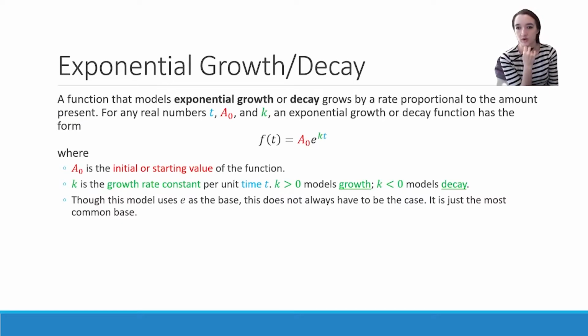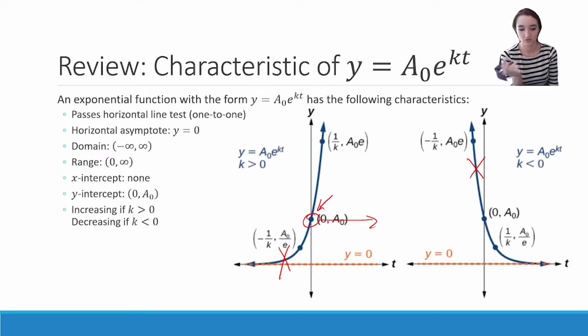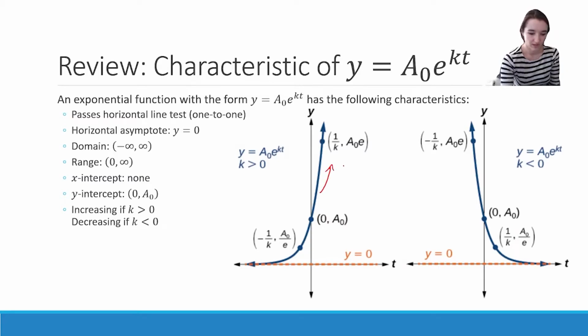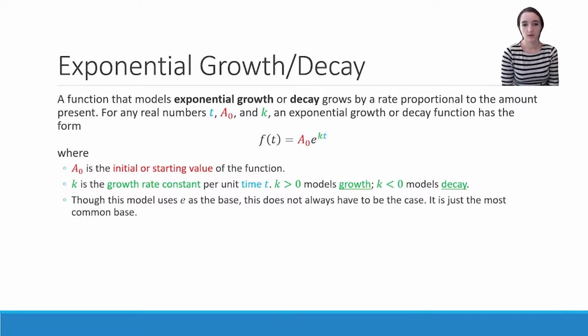k is called the growth rate constant per unit time t. So if k is greater than 0, we have growth, and if k is less than 0, we have decay. Again, looking at these graphs, we're growing for k greater than 0, and we're decaying, we're decreasing when k is less than 0. Though this model uses e as the base, this does not always have to be the case. It's just the most common one, so it's the one we're going to mostly work with in these problems. We'll see at the end how to transfer between them, though.